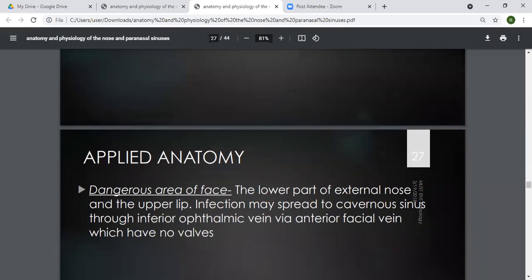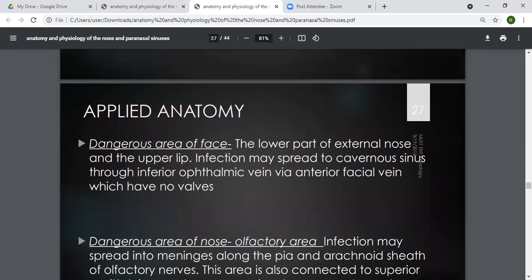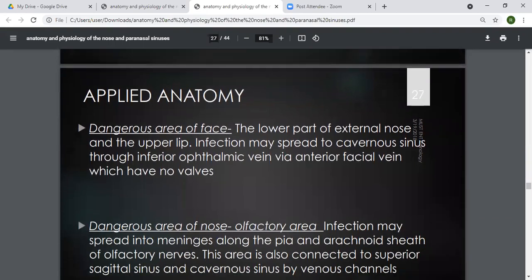So the applied anatomy, we have what is called the dangerous area of the face, or the dangerous triangle of the face. Why is it called dangerous? Because pretty much an infection within this area of the face, if not managed properly, there's a possible way it can track to the cavernous sinus.